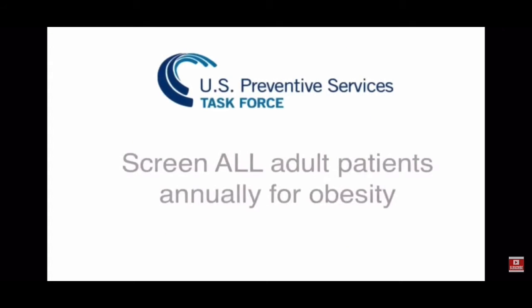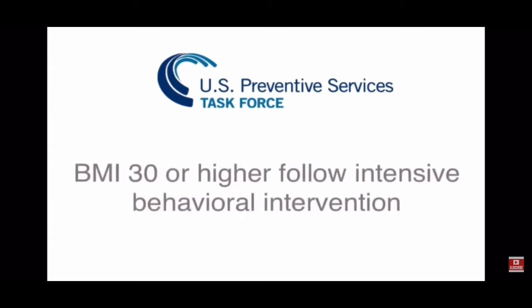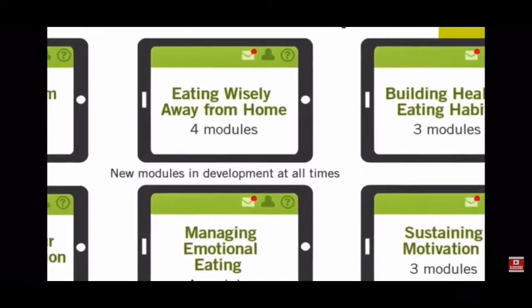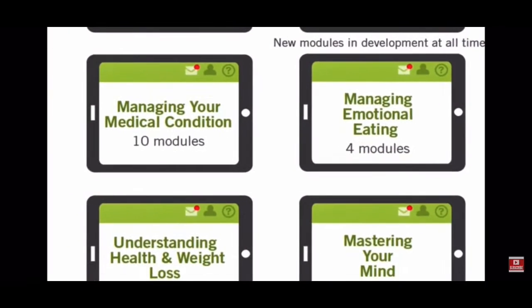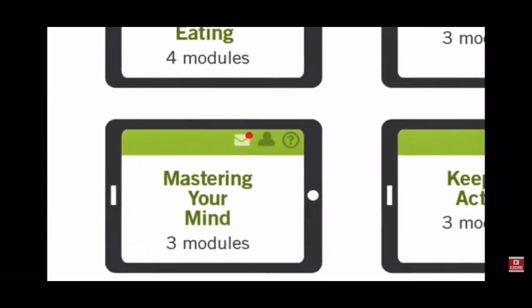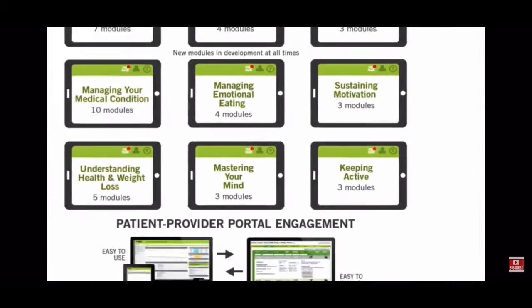The United States Preventive Services Task Force recommends that all adults get screened for obesity once a year, and those with a BMI of 30 or higher should follow intensive obesity behavioral intervention. The ObesityTX system offers more than 40 individual behavioral module topics across 9 categories, specifically to support the USPSTF's recommendation and to enable providers to receive reimbursement for the service.